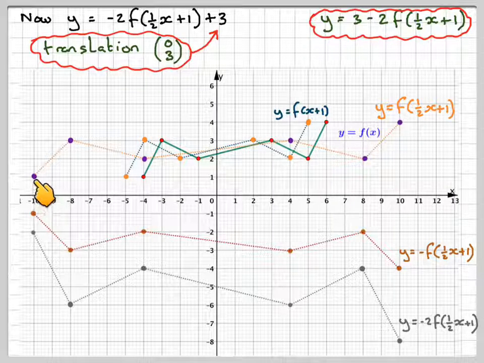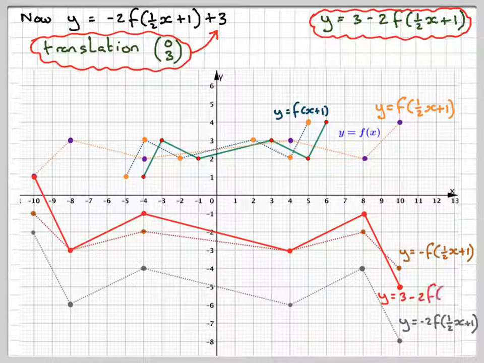So the first point will be that point there, the same as the purple one, so I'll turn it red. This one will be the same as this brown one here, so we'll turn that one red. This one will go to here. This one will go to here. This one will go to here. And this one will go to here. And then if we join that up, that's our final graph.